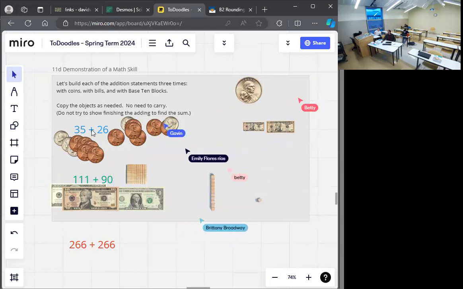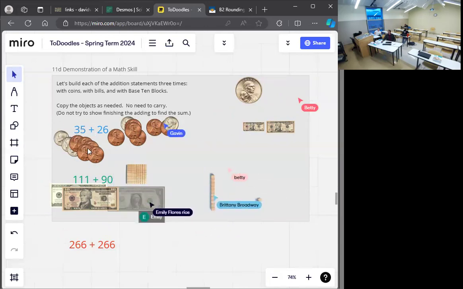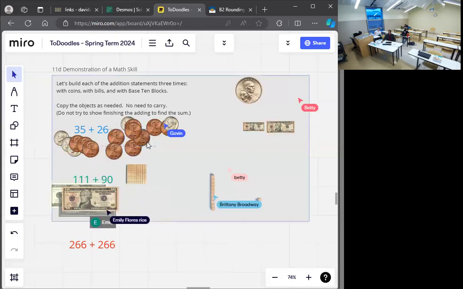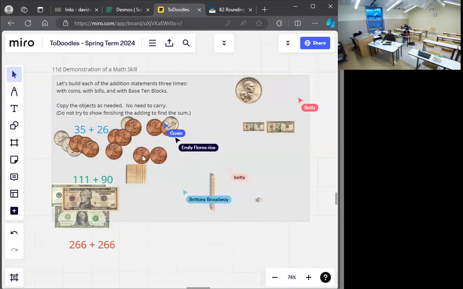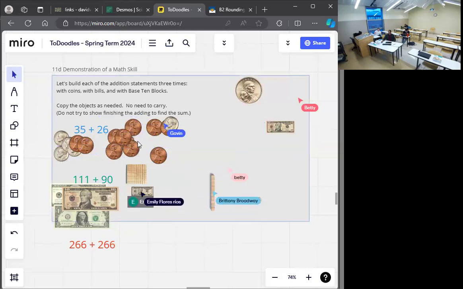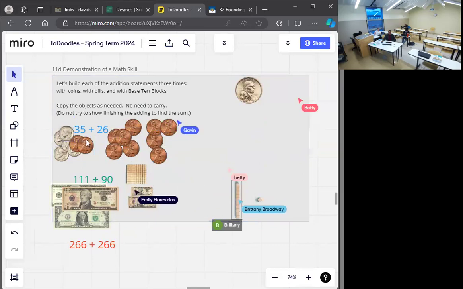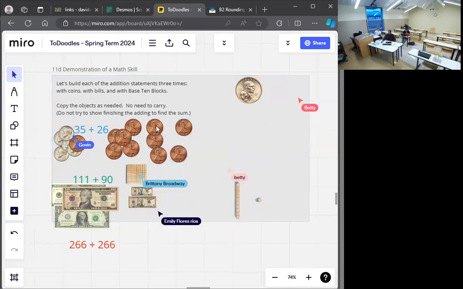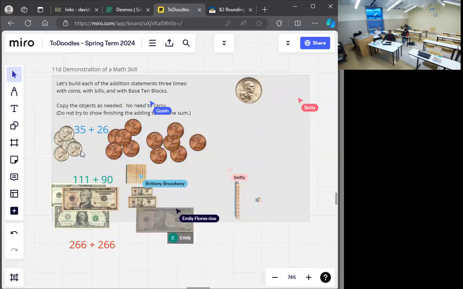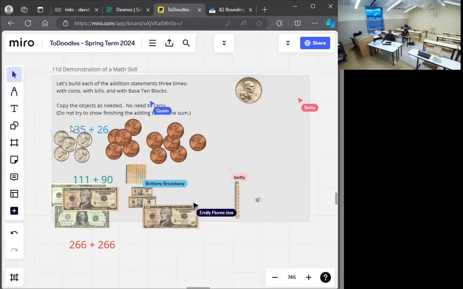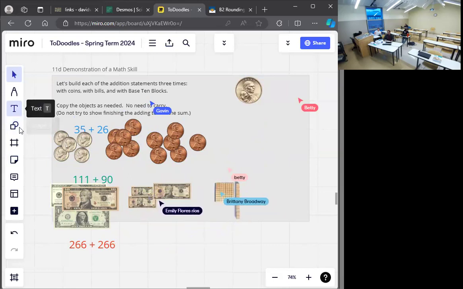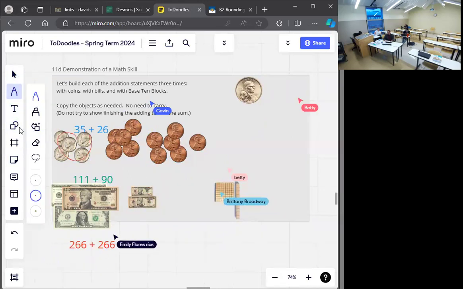Okay, so Gavin and I did 35 plus 26, and if we wanted, we could rearrange things, put the coins together, the dimes together. I kind of like making the X5 shapes from playing cards. And I can count by fives. So now we can see 35 and 26 is 50, 5, 10, and another one, so 61.